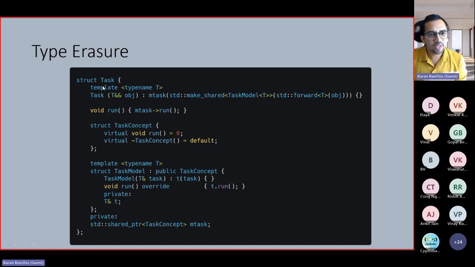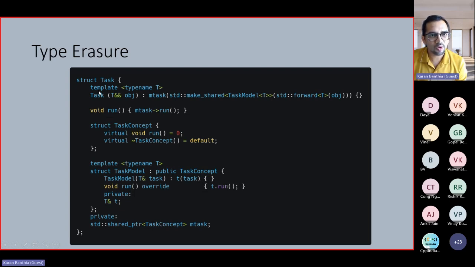For type eraser, we will create a task, a structure and aggregate object you can say, and it has two important details. It will have a concept and it will have a model. This is how the literature on type erasure will define it everywhere. Every type erasure will have a concept and a model. The concept will define what your object should contain. So any of my task should always contain a run function. That is required, mandatory. And then the model will create an object of that concept and execute it.